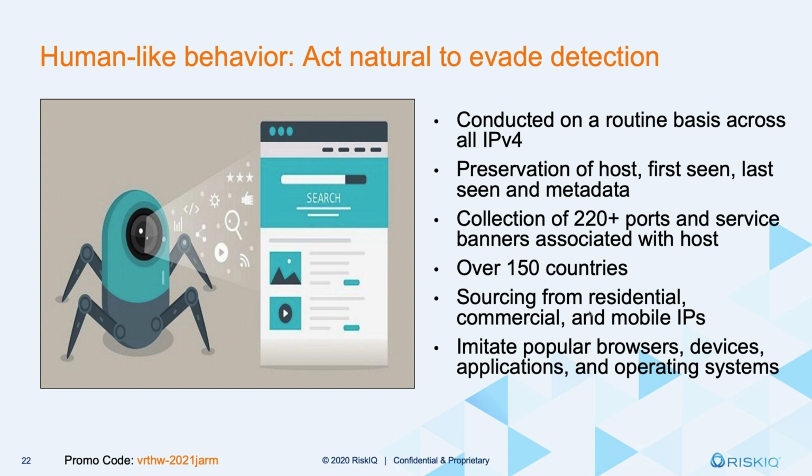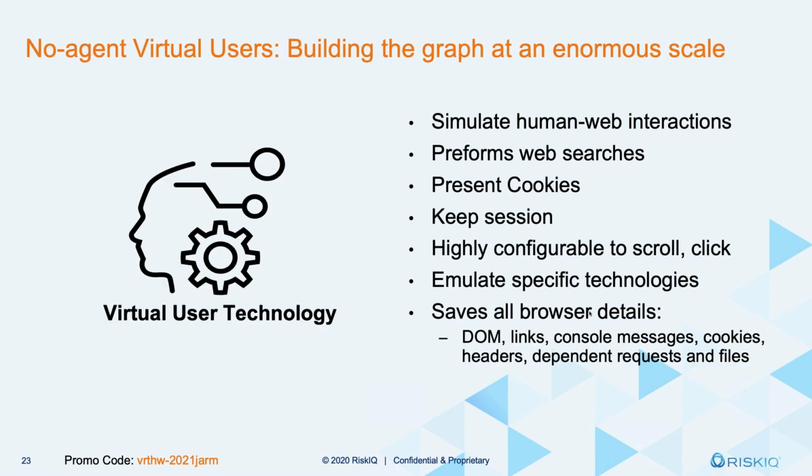We might have 5 or 6 different virtual users go there and gather bits and pieces. We bring that data back and we put it together and understand the full aspect of what's happening. So we go over the entire IPv4 space. So we're able to simulate a real user. We'll scroll a little bit, we'll click. We might even do a query from a search engine, keep session, present cookies, all those things.